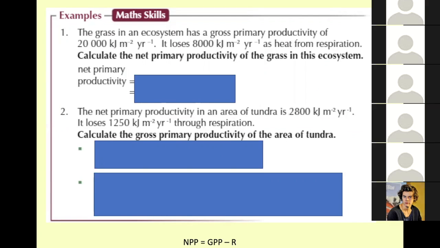So can you have your calculators, please? Tap that in and work that out for me dead quick. And then as soon as you've done that one, try question 2, okay? The net primary productivity in an area of tundra.